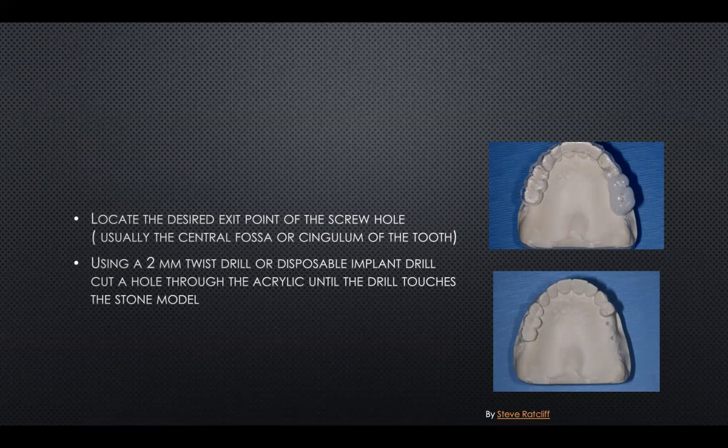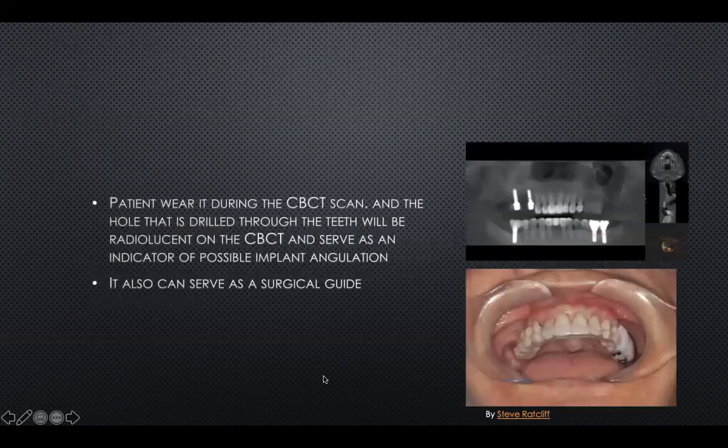So after we locate where we want our exit hole to be, we use a 2mm twist drill, or any disposable drill that we have, to cut the hole through the acrylic, all the way until you touch your cast like this. So we have two holes. And then you place it in the patient's mouth and take a CBCT scan, which is now a standard of care for any implant procedure that you are planning to do. And that's going to serve as a radiographic guide.